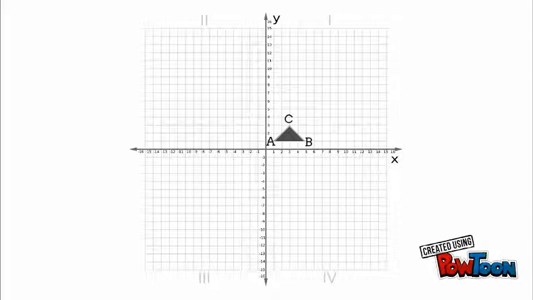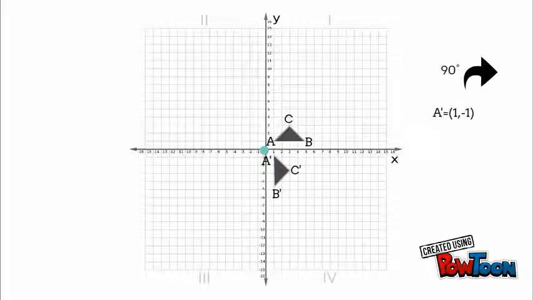With the triangle reset, we will rotate it 90 degrees clockwise around point (0, 0). This puts A prime at (1, -1), B prime at (1, -5), and C prime at (3, -3).